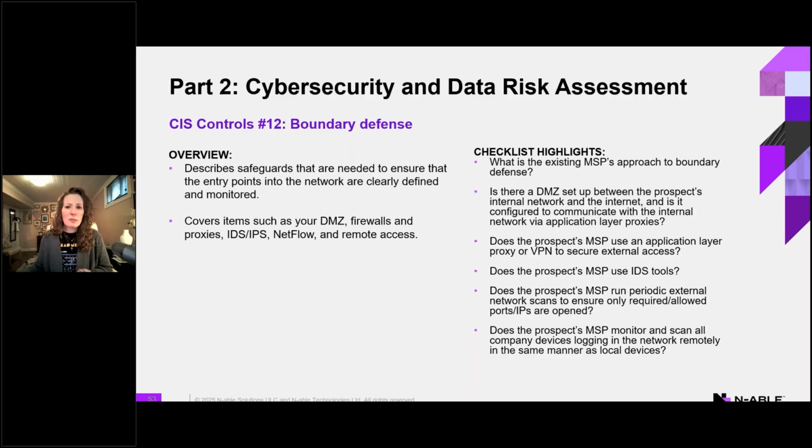Control number 12 is about boundary defenses. Really what we're talking about here is putting the safeguards that are needed to ensure that the entry points into the network are clearly defined and that they're monitored. So we're looking at things like, again, firewalls and proxies, DMZ, IDS, IPS, NetFlow, remote access, those types of things. Because boundary defense is typically that organization's first line of protection against outside threats.